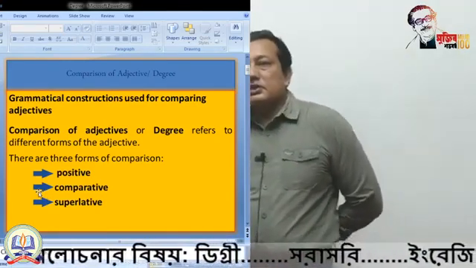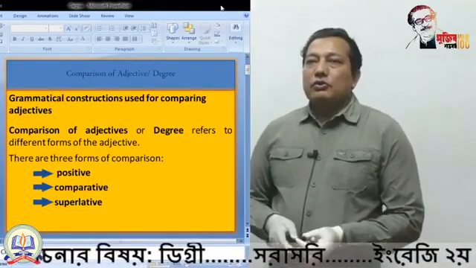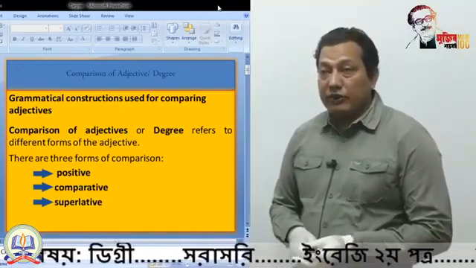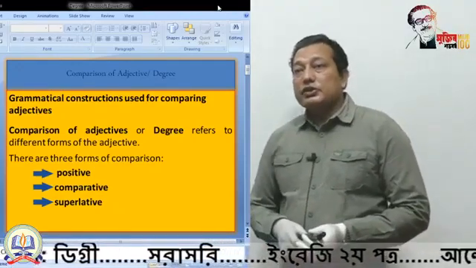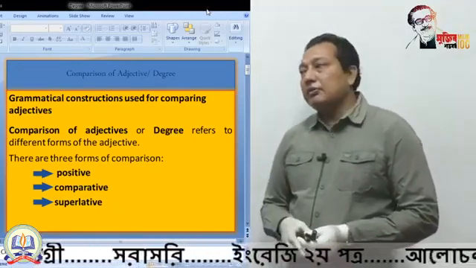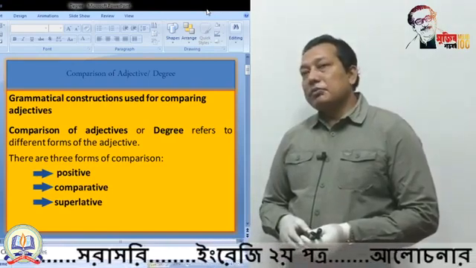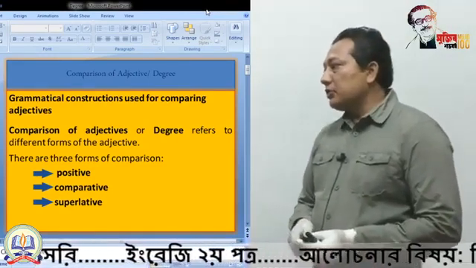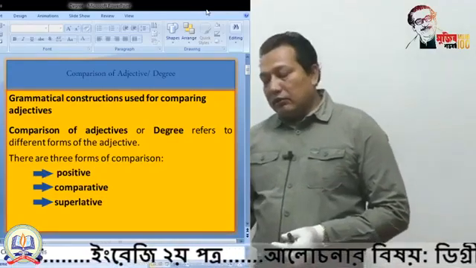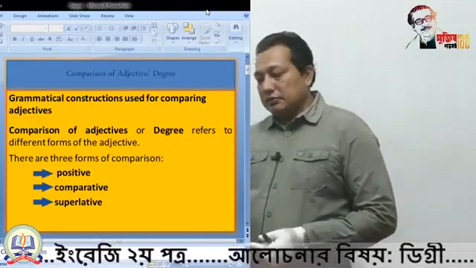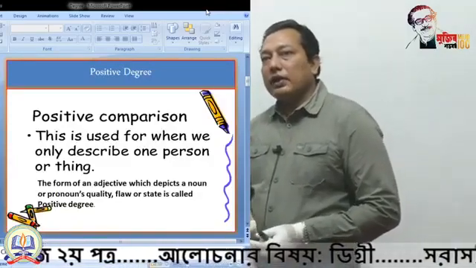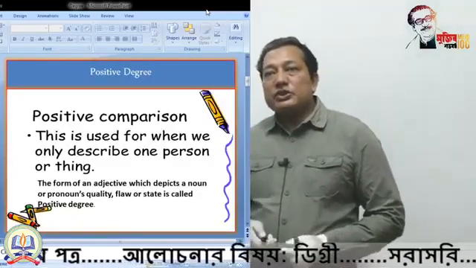Comparison of adjective is important, I told you before, and it has three layers, or you can categorize it into three groups: positive, comparative and superlative. That means the base form of the adjective is regarded as the positive. Positive comparison.